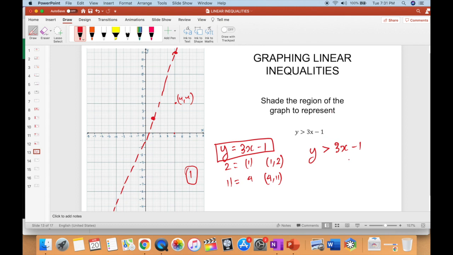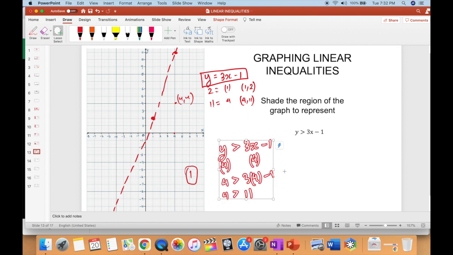So if I say x is 4 and y is 4, what am I going to end up with? 4 is greater than 3 times 4 minus 1. 4 is greater than 4 3s are 12 minus 1 is 11. Is 4 greater than 11? No. So therefore it can't be region 1 at all. So obviously it has to be region 2, but let's prove that it is region 2, right?